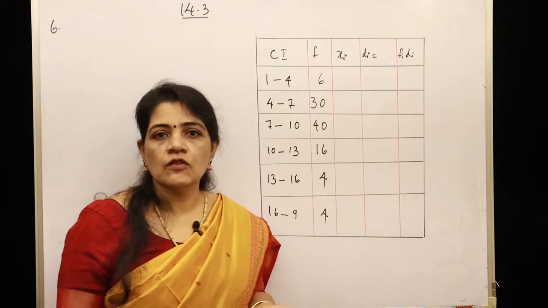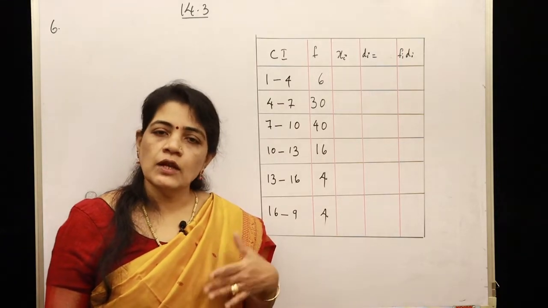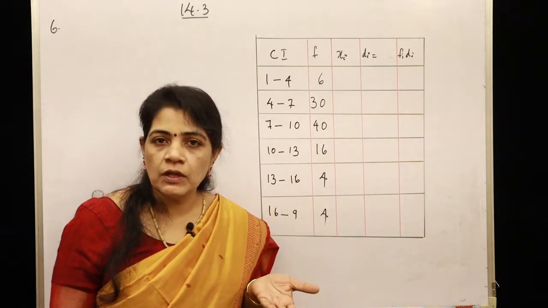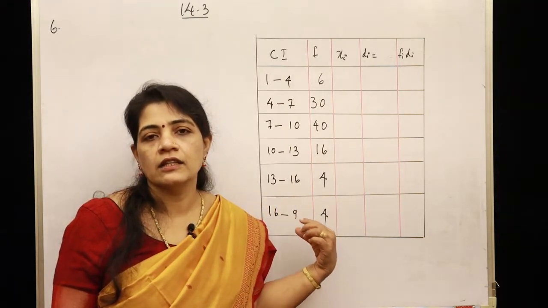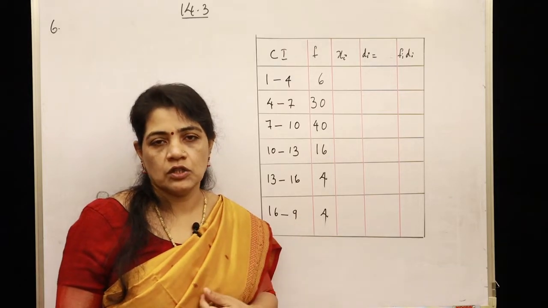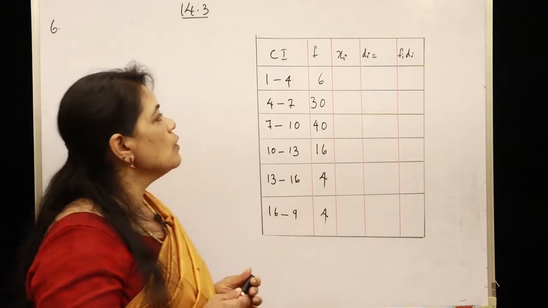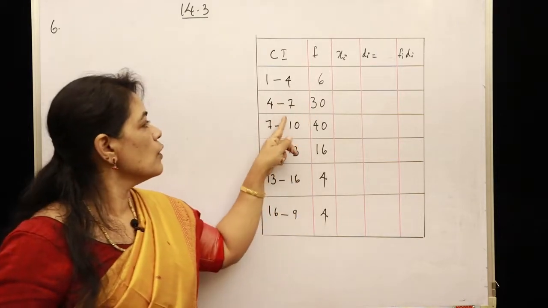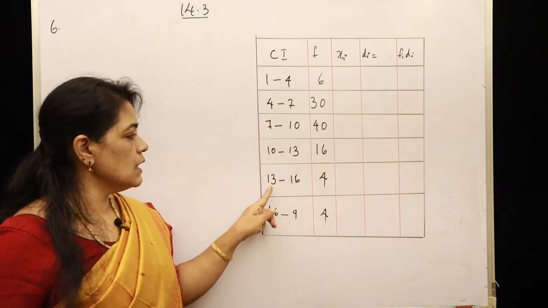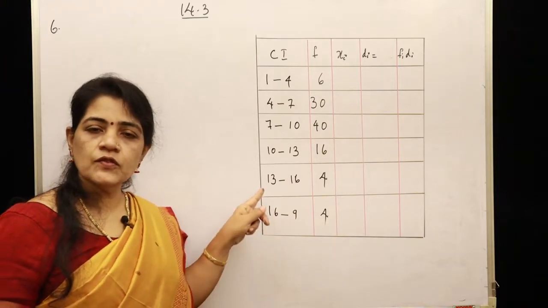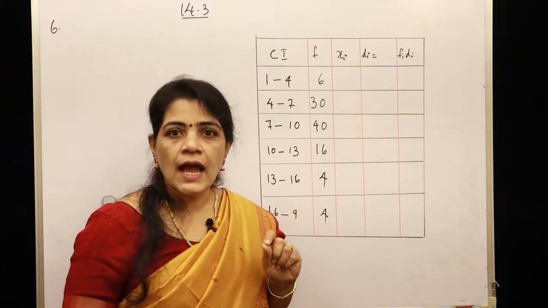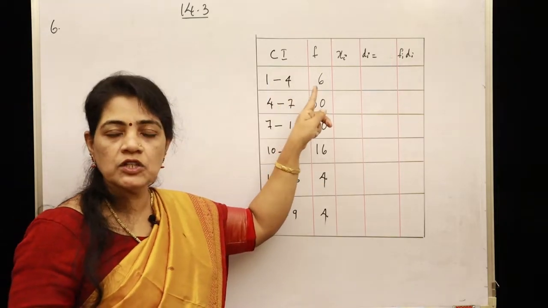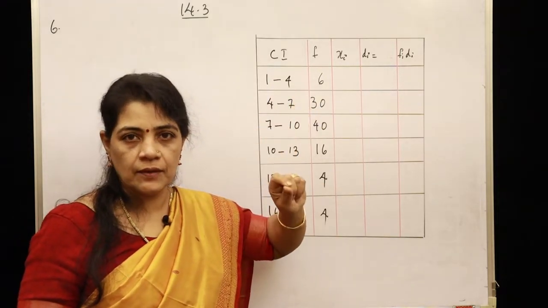First we can find out the arithmetic mean. We have two methods, and I am going to take the assumed mean method for getting the arithmetic mean of this frequency distribution. First we check whether this is continuous: 4, 7, 10, 13, 16. So this frequency distribution is continuous, and the class size is upper limit minus lower limit, 4 minus 1, that is 3.